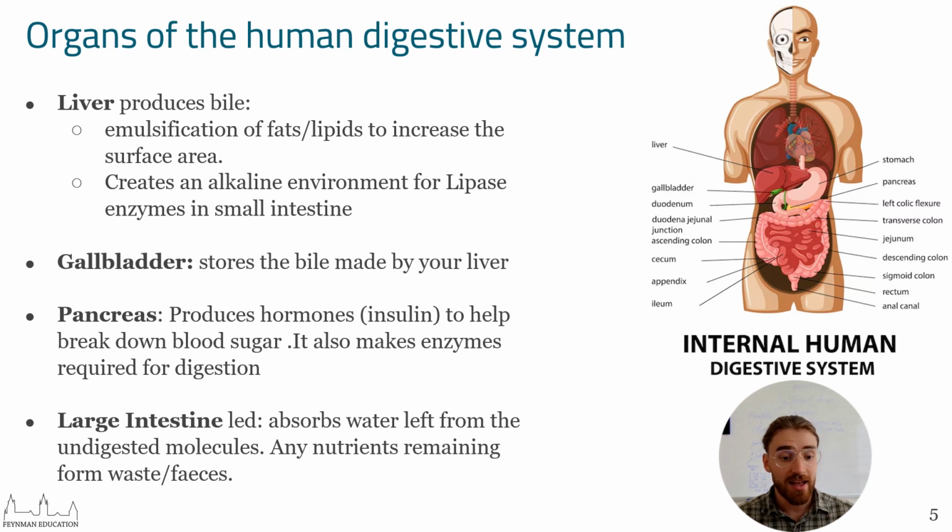The pancreas is going to produce hormones such as insulin to help with the breakdown of blood sugar, and it's also going to make other enzymes required for digestion. And the large intestine is mainly for the absorption of water and minerals.